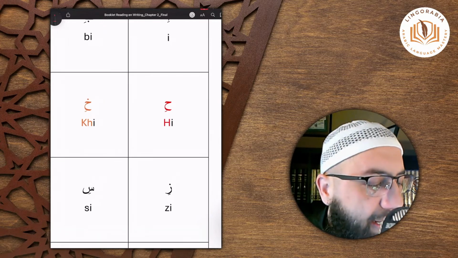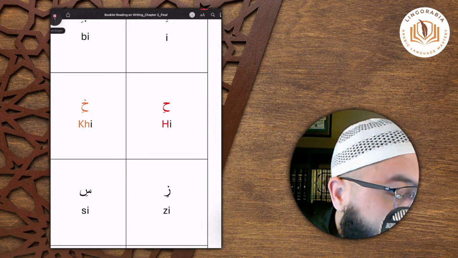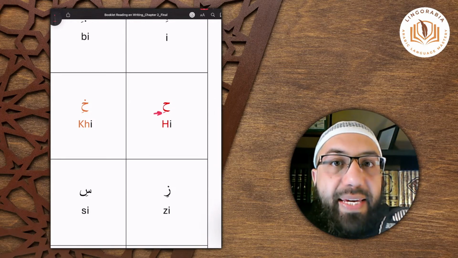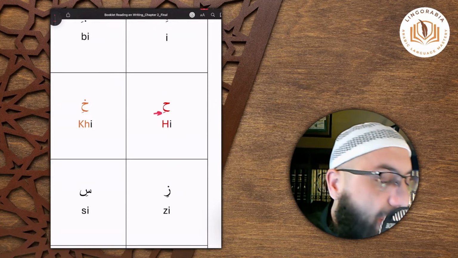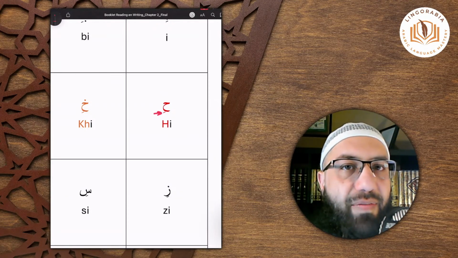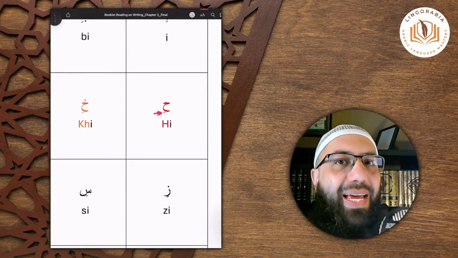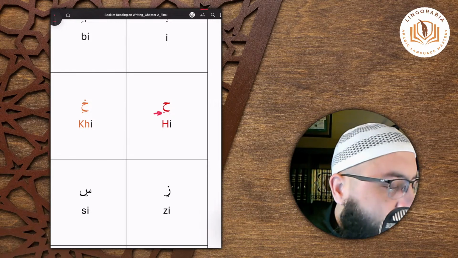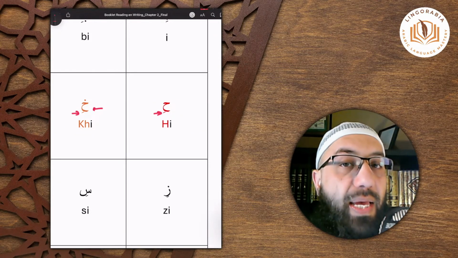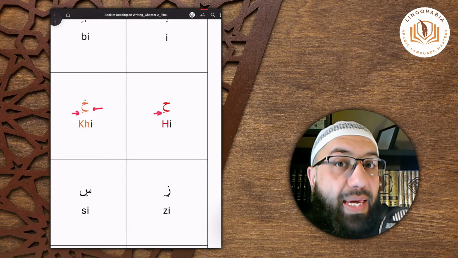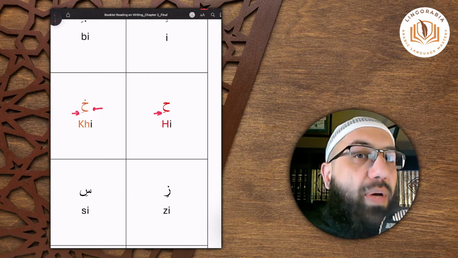Okay, so we got the ha here. Ha is the name of the letter, but when it comes together with the kasra, it becomes hi. From the middle of the throat. Don't make it heavy. Okay, so this becomes hi, and then the kha with the kasra becomes khi. I'm repeating this 3 times so you can hear.